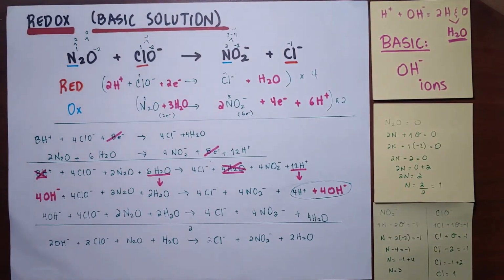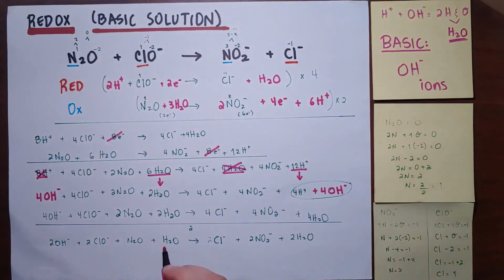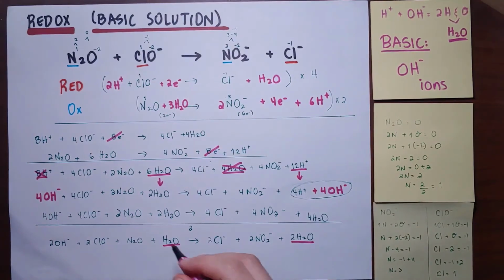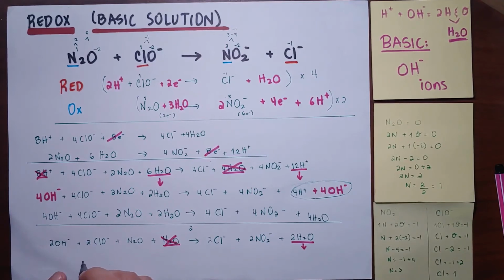Now, as you can see, I kind of forgot. I always do. But the good thing is that I realized here I have this and that. Okay? That means that I need to subtract. 2 minus 1 gives me 1 water that I'm going to write where I have more waters. So this will be 2OH minus plus 2ClO minus plus N2O produce 2Cl minus plus 2NO2 minus plus H2O.